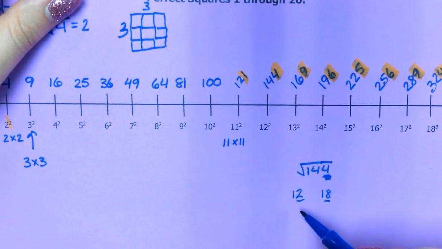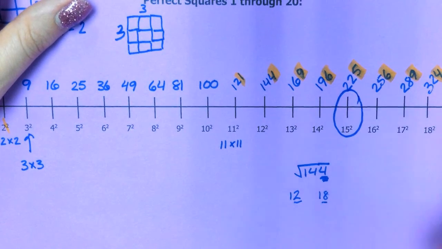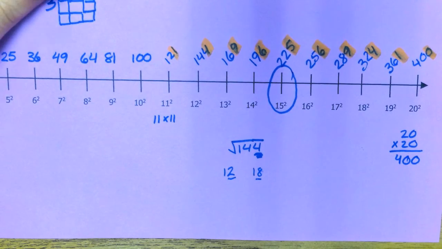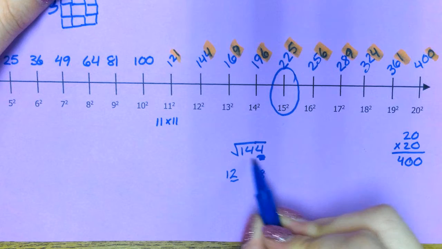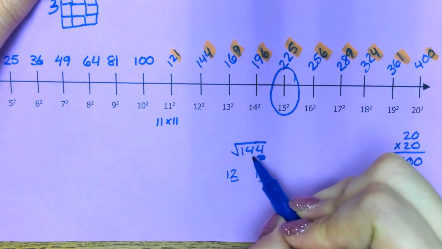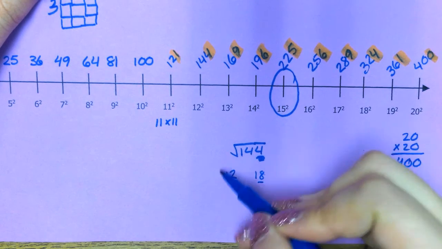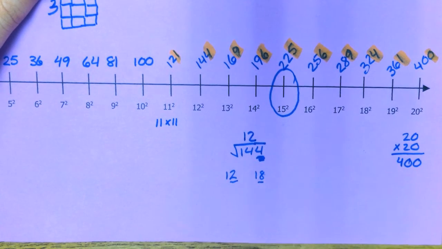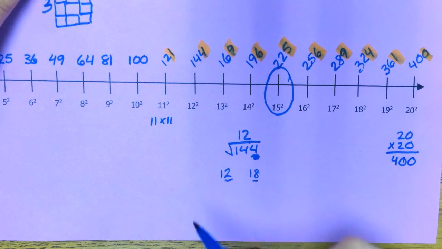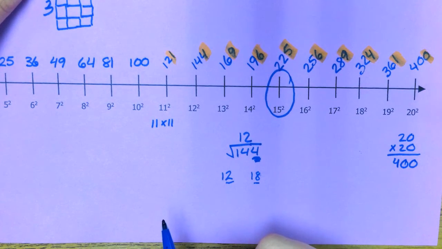Now, the last part I think about is this middle here. In between 10 and 20 is 15. That's just the middle of 10 and 20. So I think about, is this square root bigger or smaller than my middle? Well, 144 is smaller than 225, so it can't be 18. It's got to be 12. So that's just a little trick, thinking of that last digit and what number times itself is going to get me there.